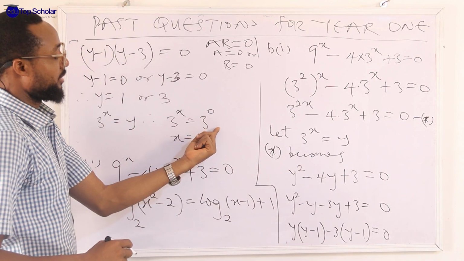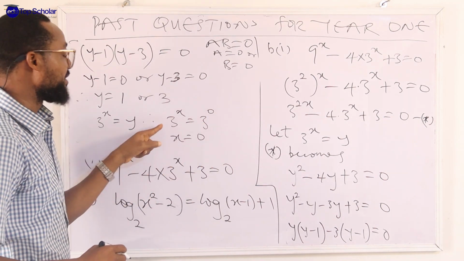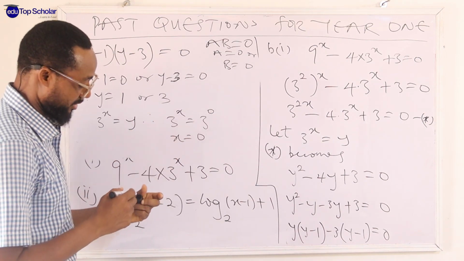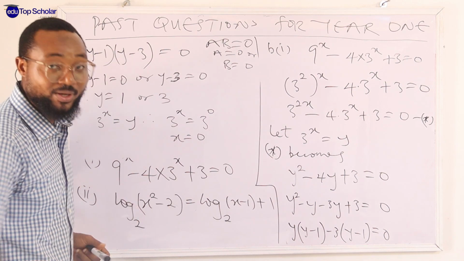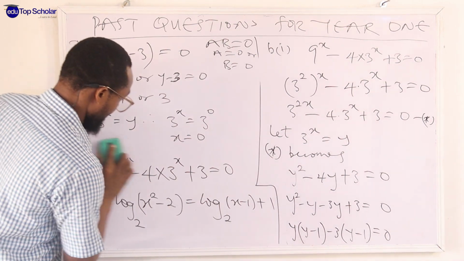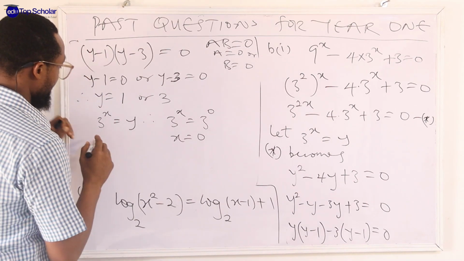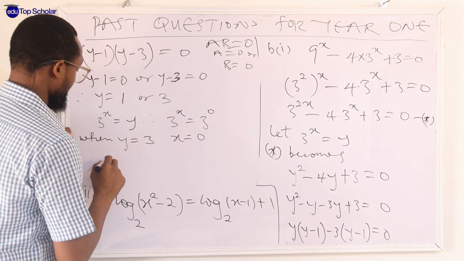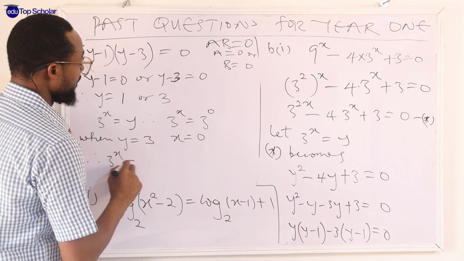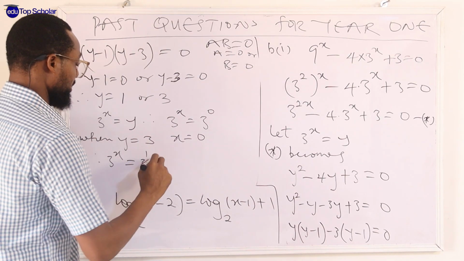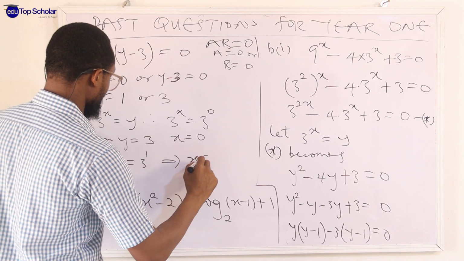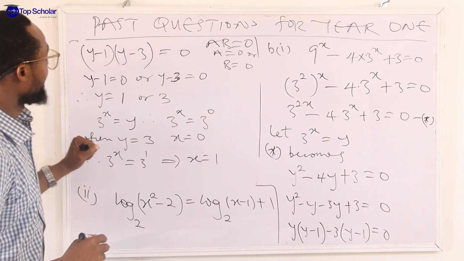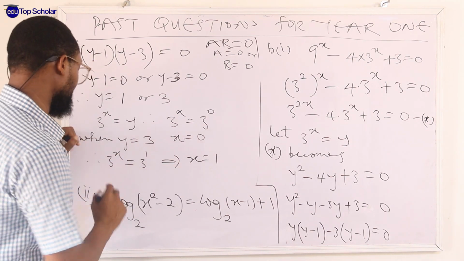The only reason we are putting 1 in the form of 3 raised to power 0 is because of this base here, so that once we have a common base, we can equate their powers. And we know that anything raised to power 0 will give us 1. And the second, when y is 3, therefore 3 raised to power x will give us 3 raised to power 1. This implies that our x is equal to 1. Therefore, the values of our x will be 0 and 1.